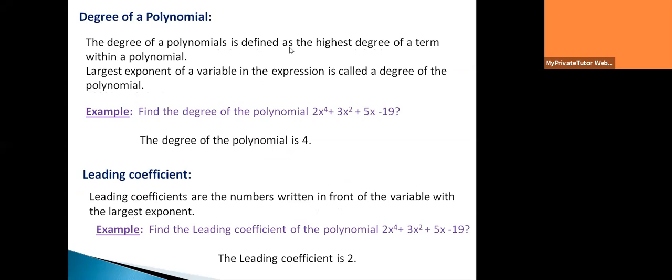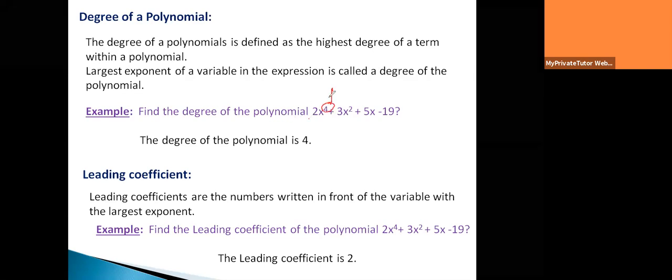I think you guys know what an exponent is, isn't it? It is like a power above the term, 2 to the power 5 or something. So have a look at the example here. Degree is nothing but the highest number in the exponent. So find the degree of the polynomial 2x^4 + 3x^2 + 5x and so on. What is the highest exponent here? It is 4, right? This one.